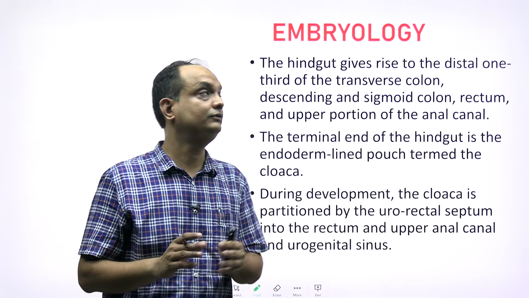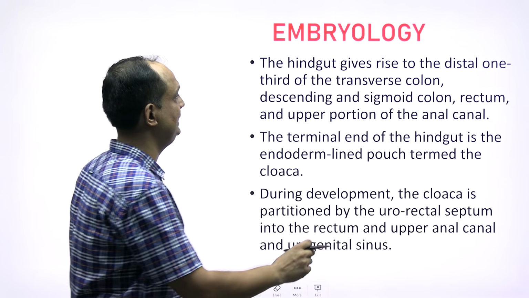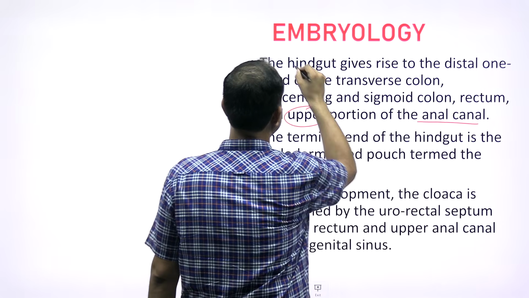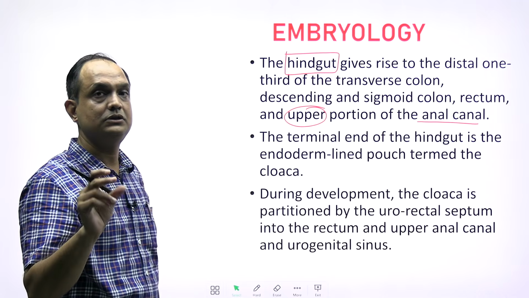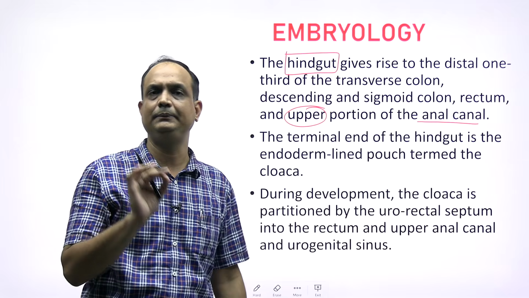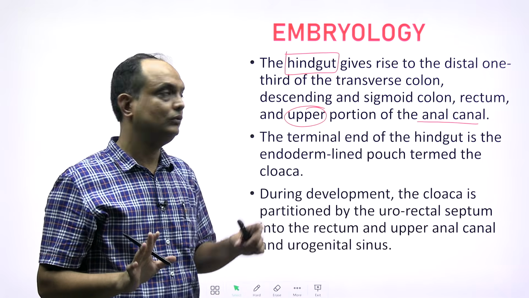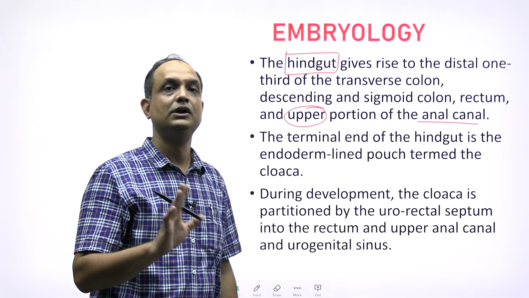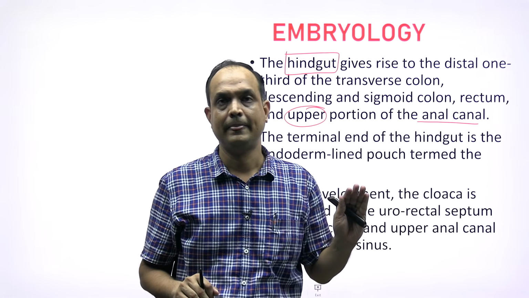So these parts will develop from the hindgut, but the important thing is that it is only the upper portion of the anal canal which comes from the hindgut. The whole anal canal does not develop from the hindgut. This is the one thing you should always keep in mind, because it's a very commonly asked question in your exam. The anal canal develops from two sources. One is the ectoderm and the second is the hindgut, which is endoderm.